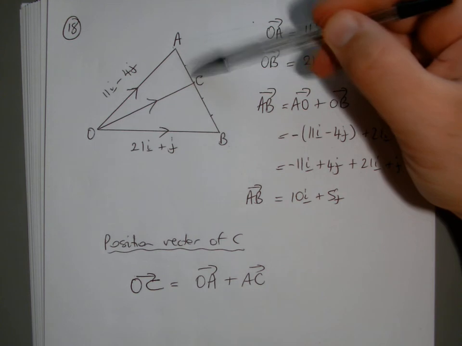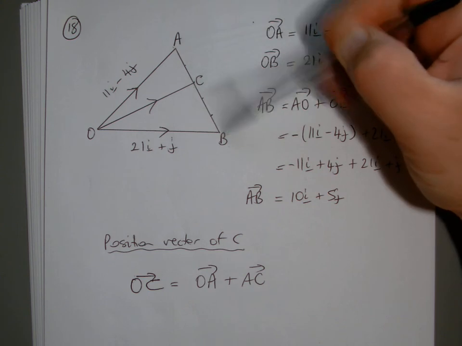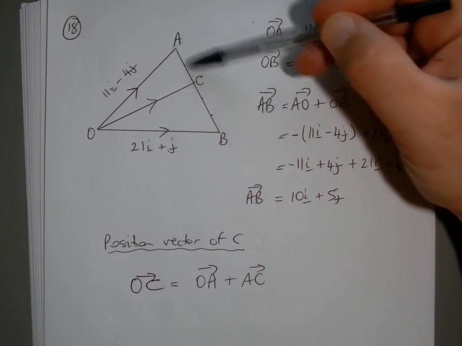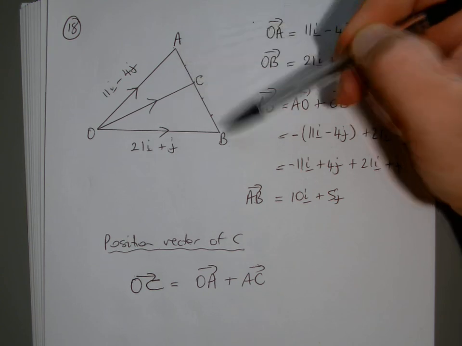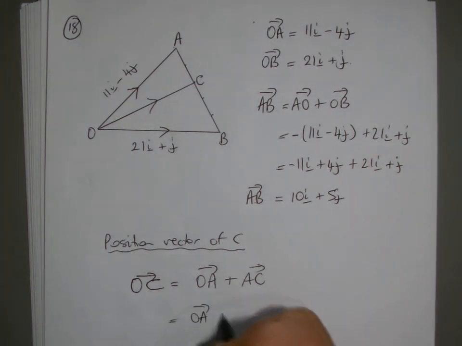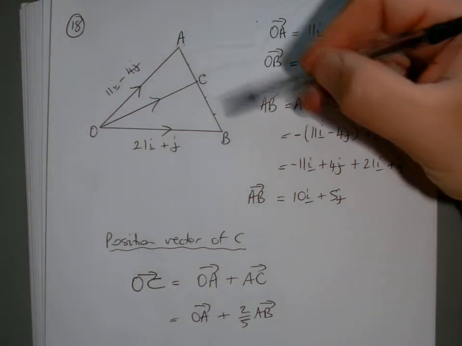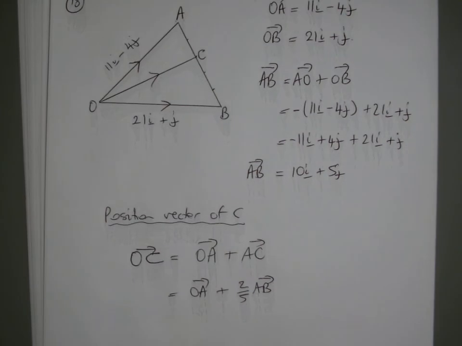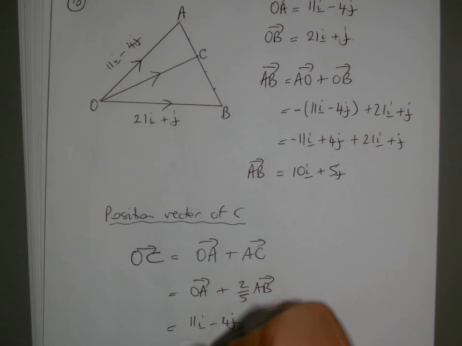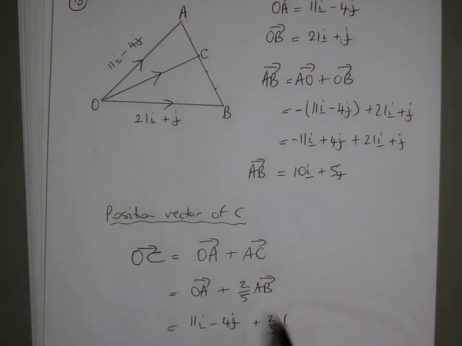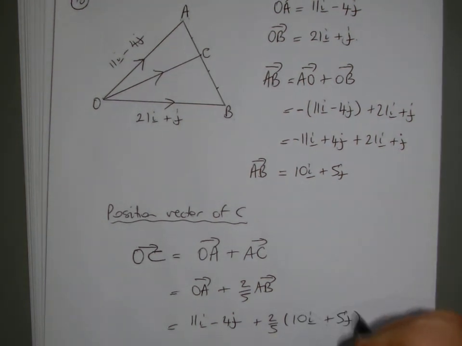Now A to C, I know A to C is a fraction of A to B. It's the same direction, but it's not the exact same size. It's a lot less. So the fraction was 2 parts along, out of 5. So we can think of AC as 2/5 of AB, a fraction of the larger vector AB. So it's a case of substituting in. I know OA is that vector there, so that's 11i minus 4j. And I know AB is that vector there, so it'll be 10i plus 5j.